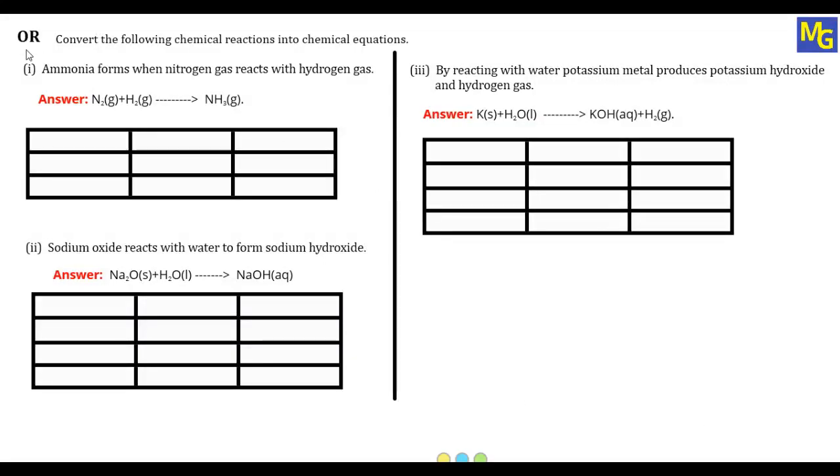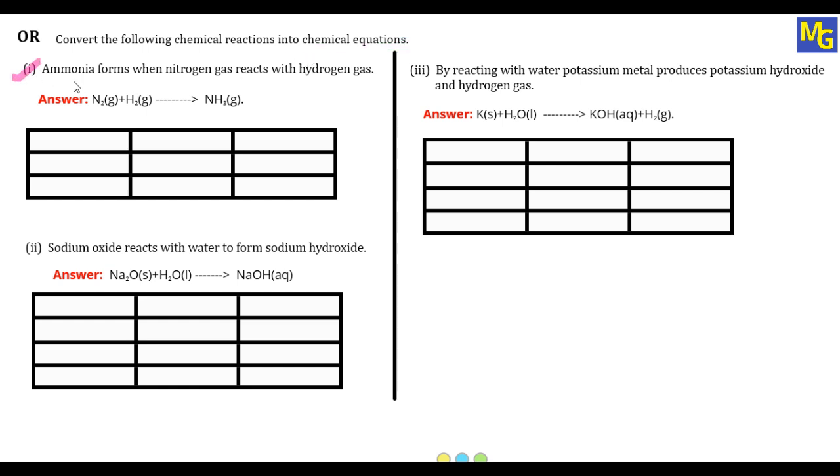Now the next question is to convert the following chemical reactions into chemical equations. This question is a little bit the same as the earlier question. In the earlier question we had a word equation and we converted it into a chemical equation. Now we have a reaction in the form of a sentence and we have to convert it into a chemical equation, and we have to balance it.